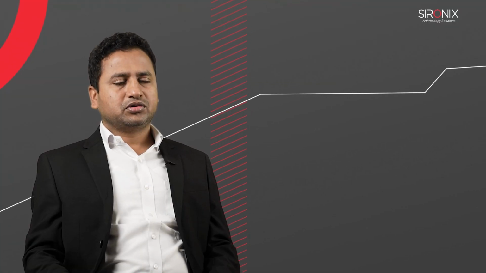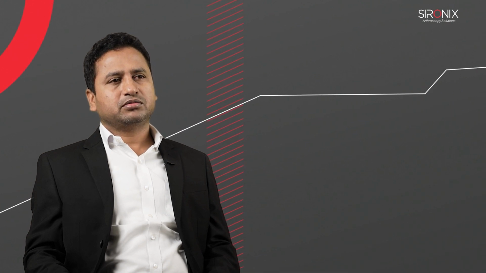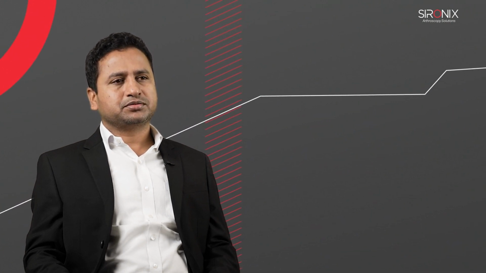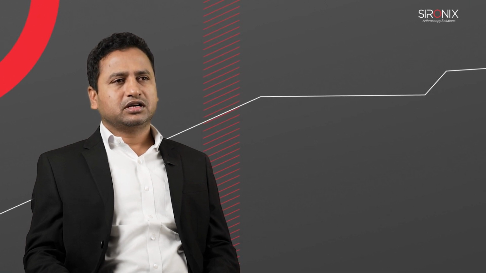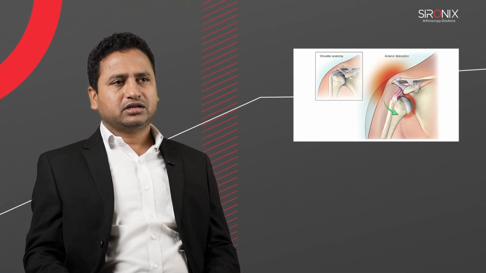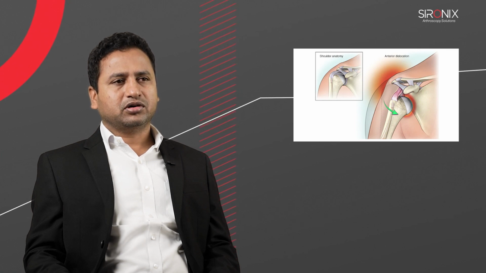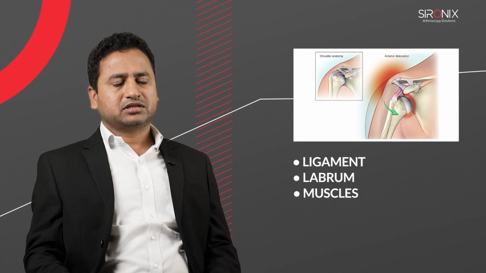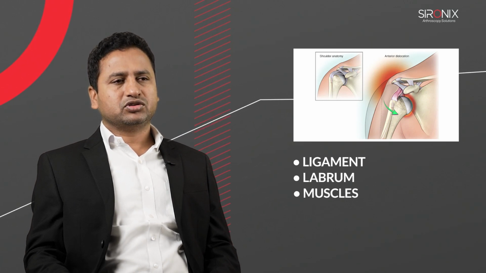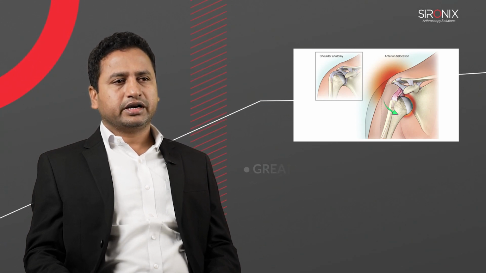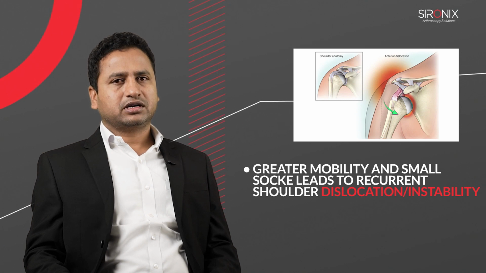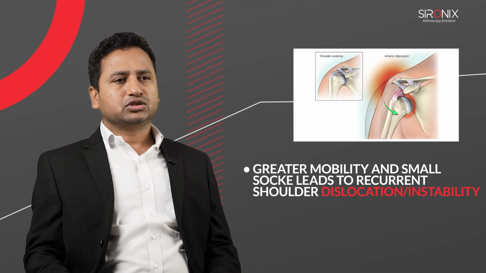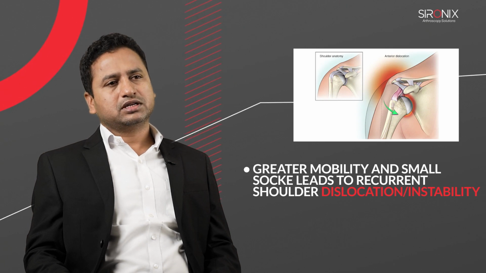Today I will be discussing recurrent shoulder dislocation problem. It is one of the most common problems, most often affecting young individuals, especially the sporting population. Shoulder is a ball and socket joint. The socket is small compared to the ball. Main stability is given by ligaments, labrum and muscles. Also, it is the most mobile joint in the body, in the sense it can move in all directions. Greater mobility and a small socket lead to recurrent shoulder dislocation, also called instability.